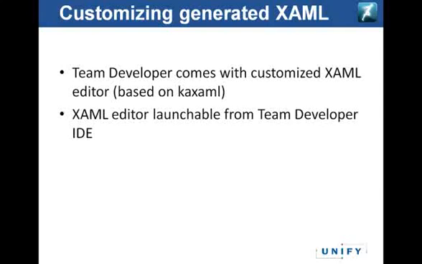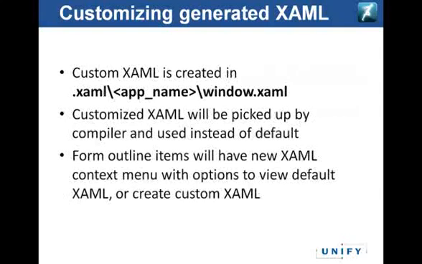You can also customize generated XAML. If you go on a window and right-click in the outline, you get a menu for Create Custom XAML, and this will be created in this path. A .xaml directory will be created in the directory where your application file is. This will then contain an application name subdirectory, and in that it will have the window .xaml file that you created. The customized XAML will be picked up by the compiler and used instead of the default at any time.